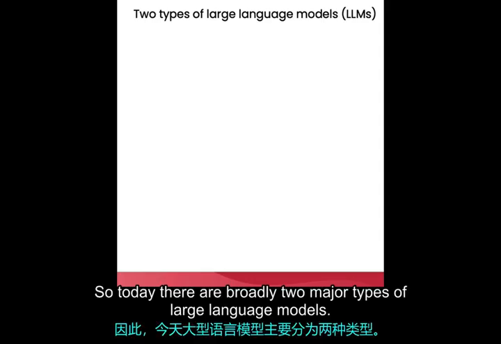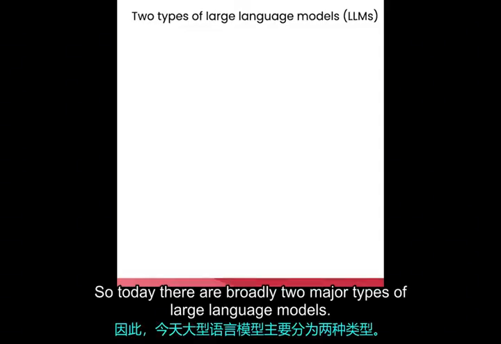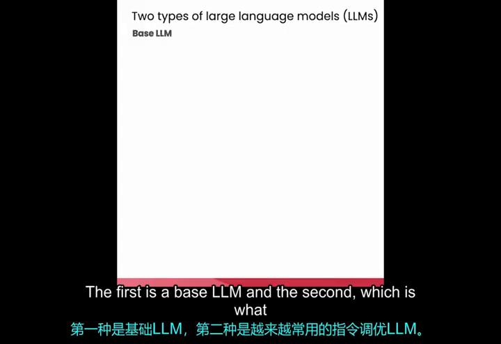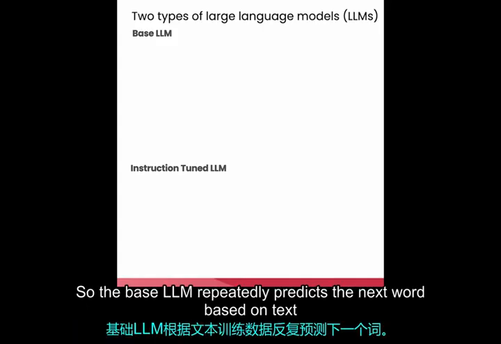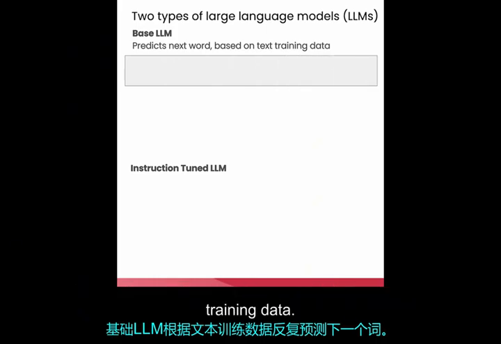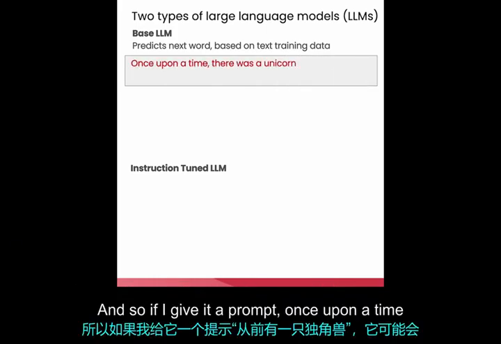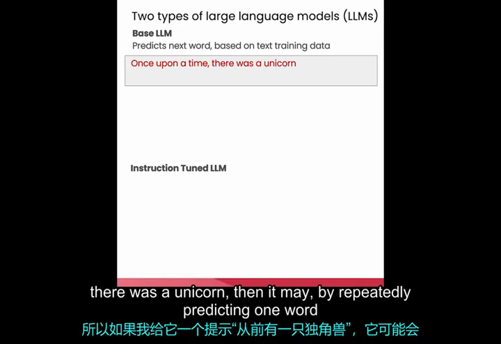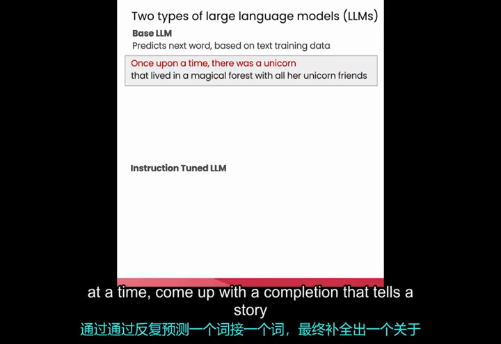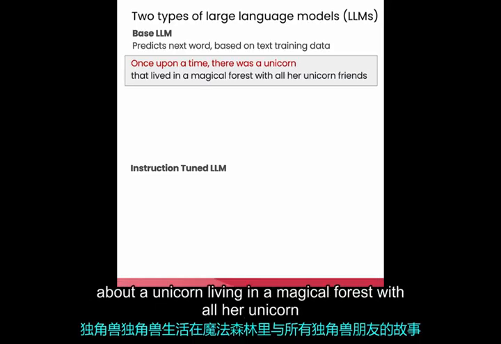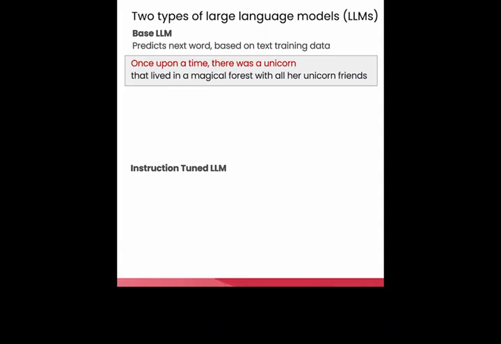So today, there are broadly two major types of large language models. The first is a base LLM, and the second, which is what is increasingly used, is the instruction-tuned LLM. The base LLM repeatedly predicts the next word based on text training data. And so if I give it a prompt, "Once upon a time there was a unicorn," then it may, by repeatedly predicting one word at a time, come up with a completion that tells a story about a unicorn living in a magical forest with all unicorn friends.